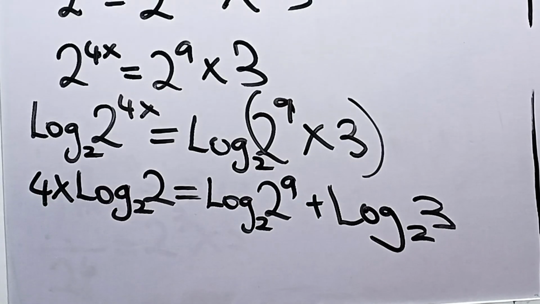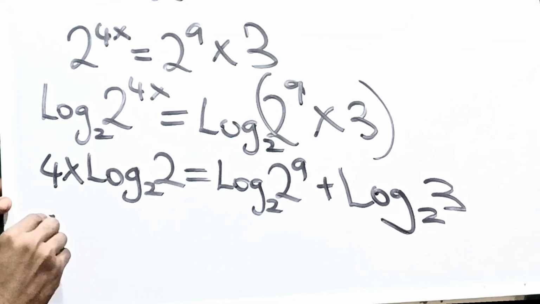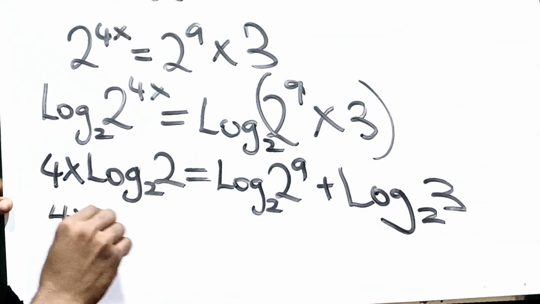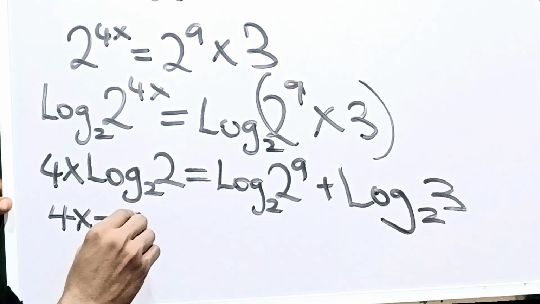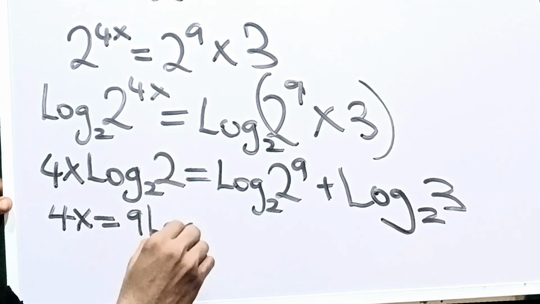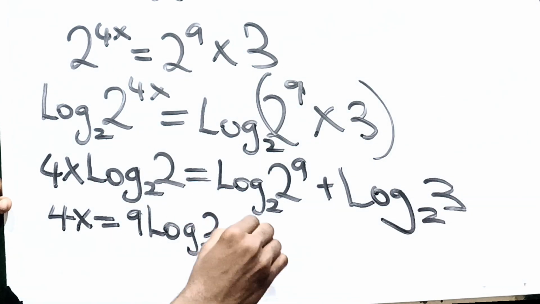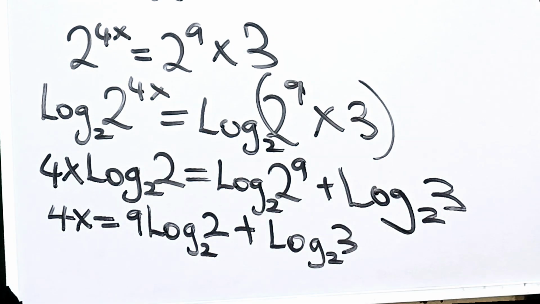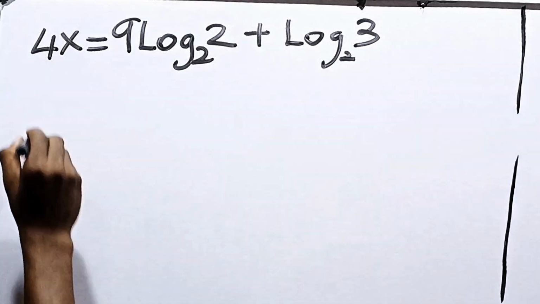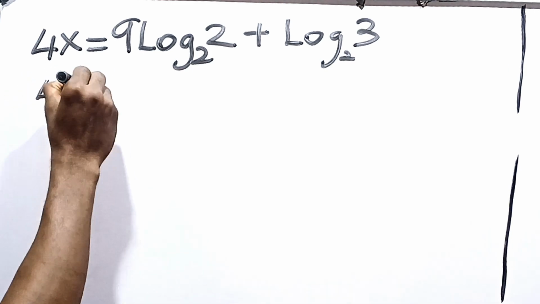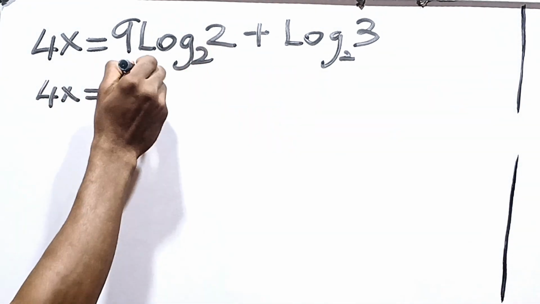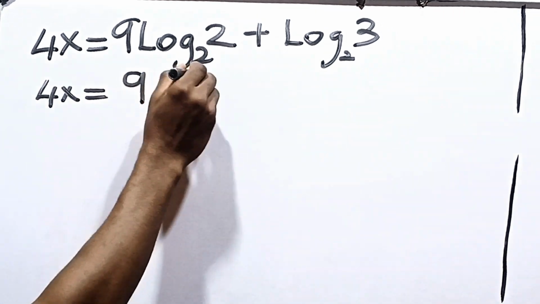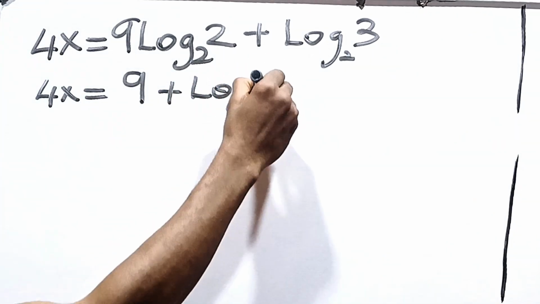Now you have logarithm of a number to its own base is 1. 1 times 4x is 4x, is equal to 9 multiplied by logarithm of 2 to base 2, plus logarithm of 3 to base 2. Now moving on from here, we're going to have that 4x is equal to, again, logarithm of a number to its own base is 1, 1 times 9 is 9, plus logarithm of 3 to base 2.